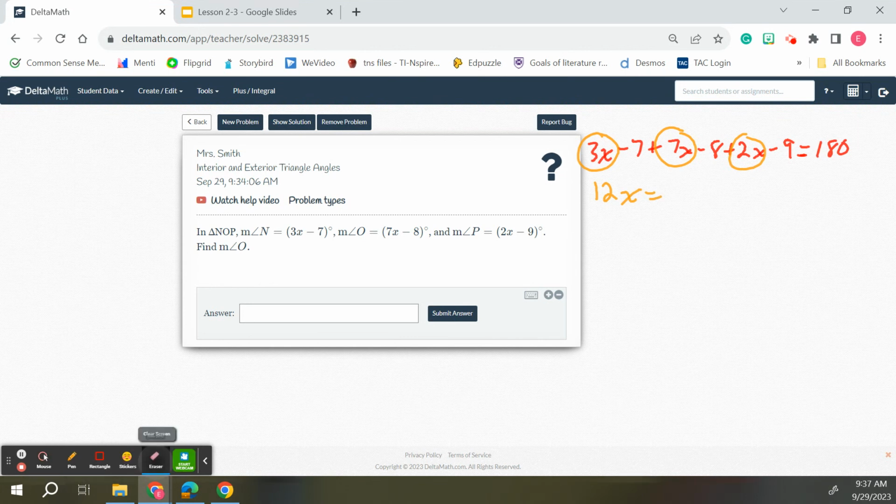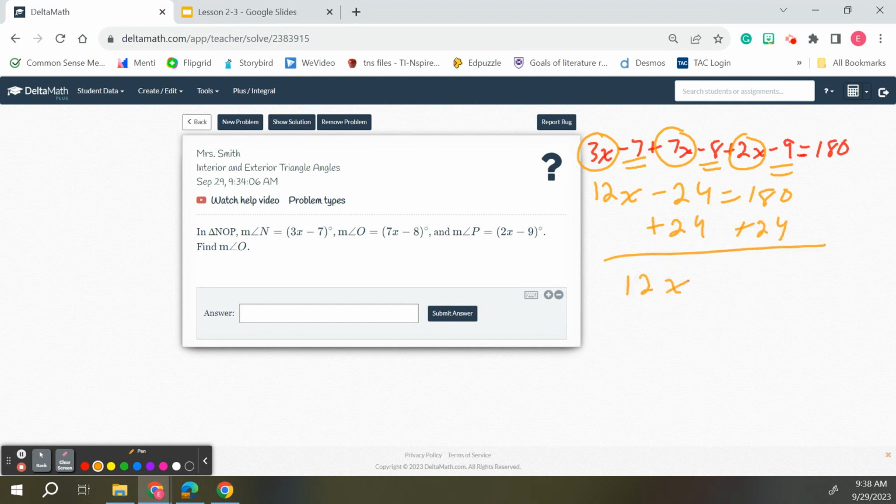Sorry, no equal sign. All right, but then I'm going to combine negative 7, negative 8, and negative 9. I got negative 24. This equals 180. I'm going to add the 24 to both sides. This will be 12x equals 204. And then 204 divided by 12 leaves you with x equals 17.